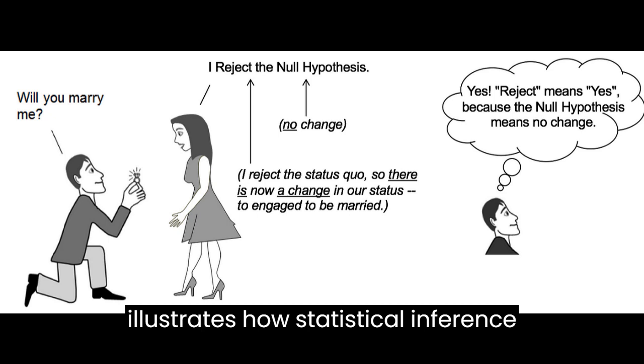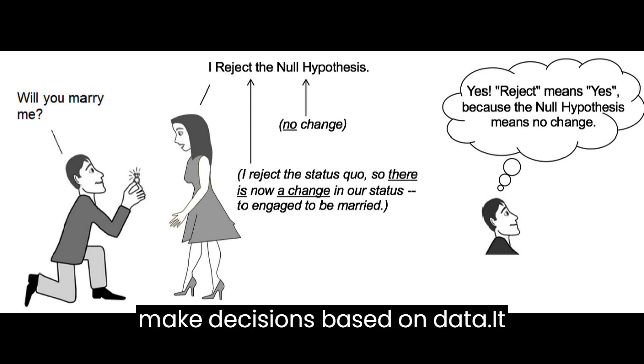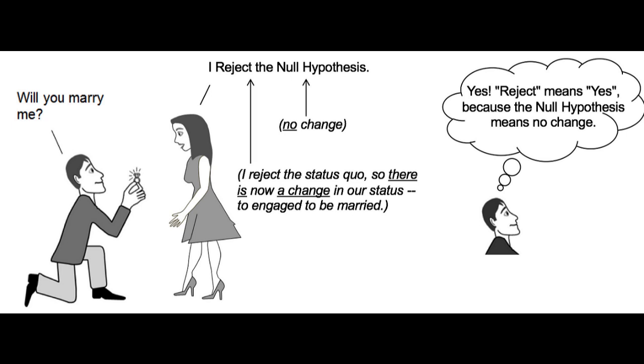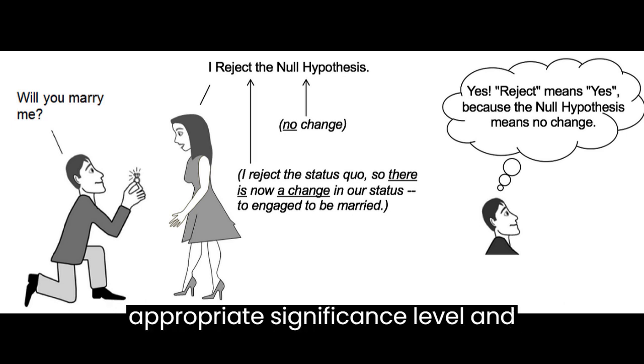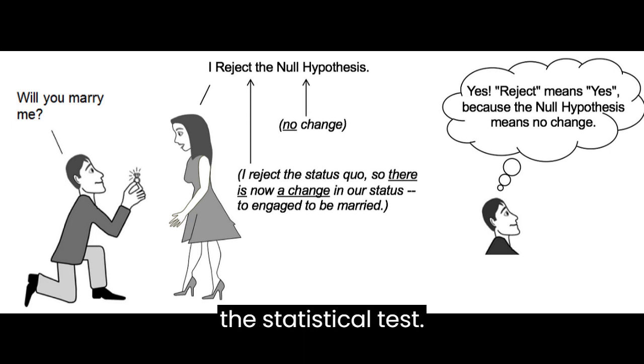This example illustrates how statistical inference and hypothesis testing can be used to make decisions based on data. It also shows the importance of choosing an appropriate significance level and understanding the assumptions underlying the statistical test.